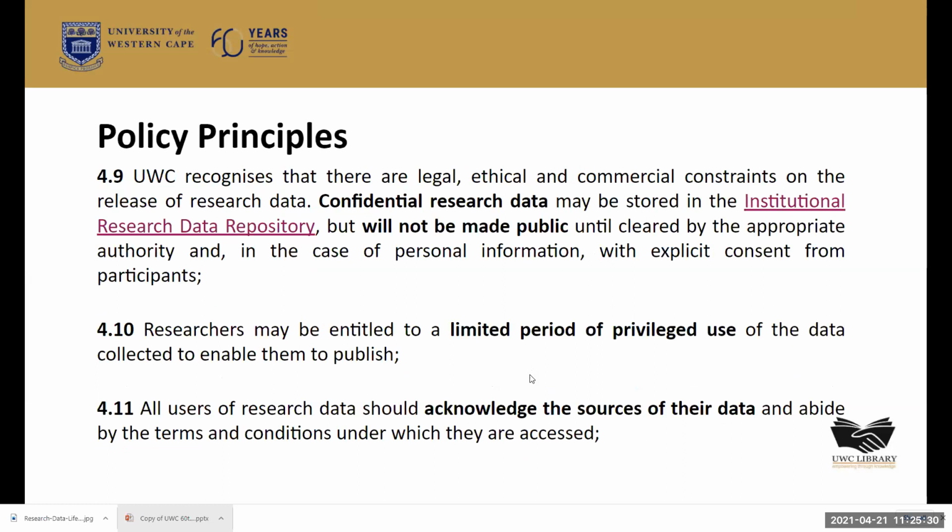As far as the university is concerned, recognizing that there are legal and ethical as well as commercial restraints in terms of certain types of research data, confidential research data does need to be stored, but this will not be made public. And our research data repository, our facility, does do that.